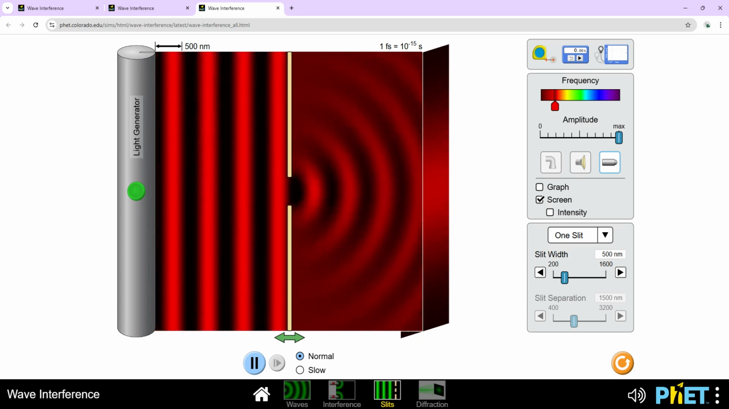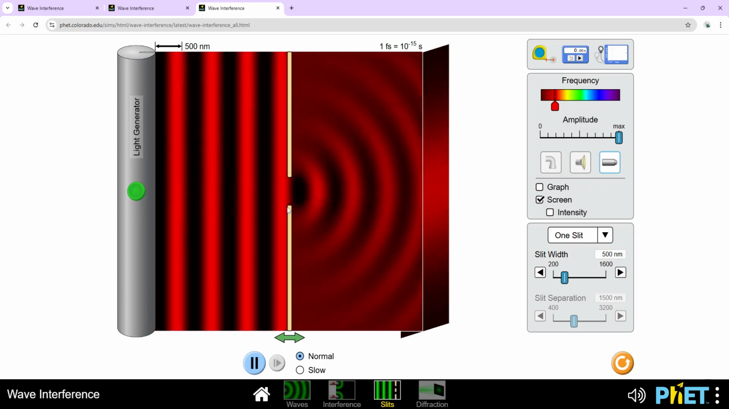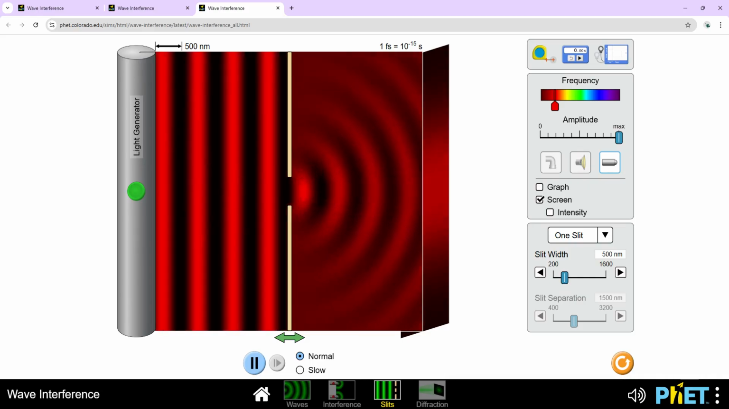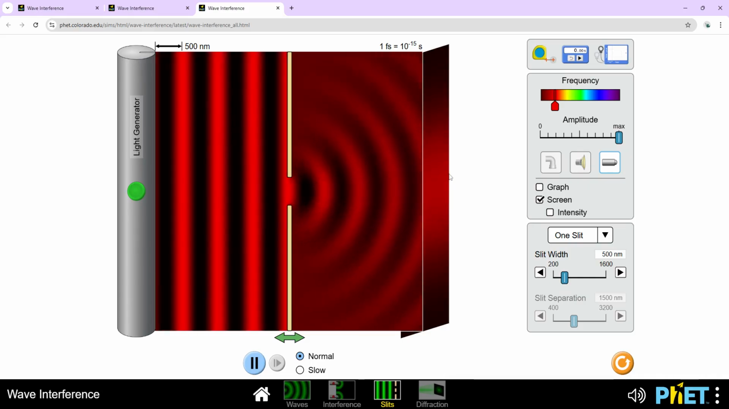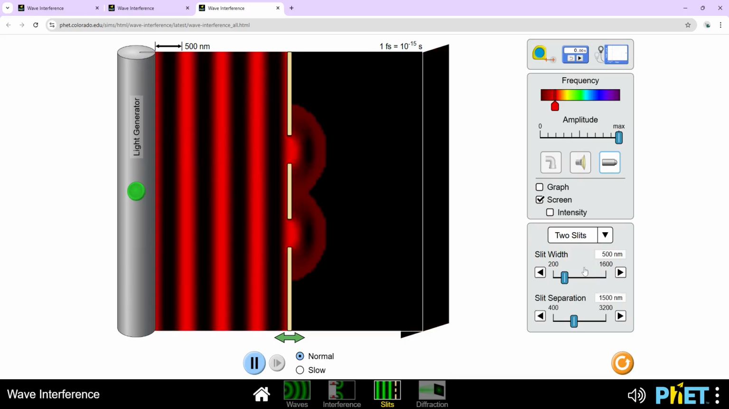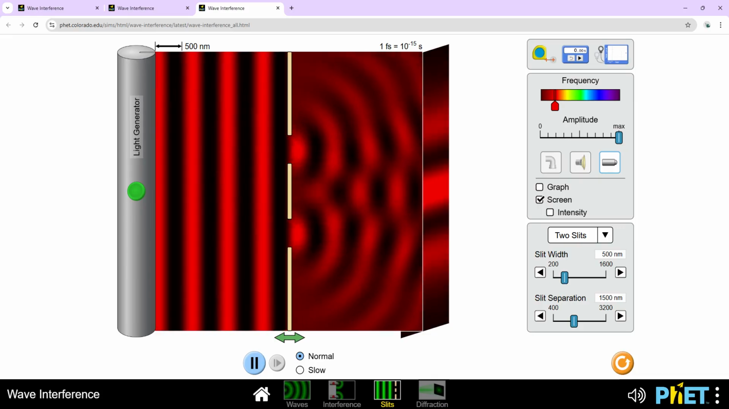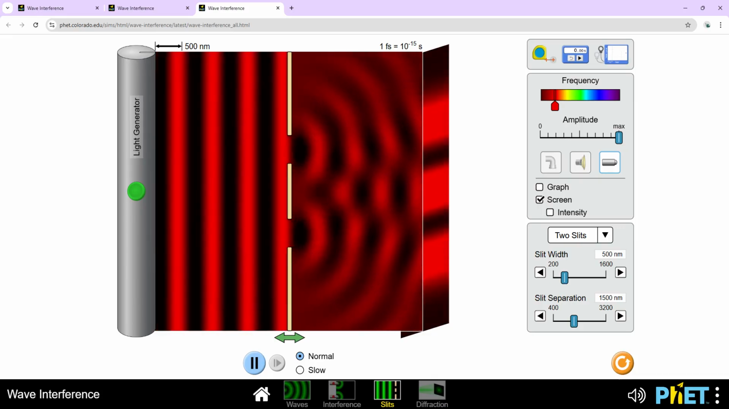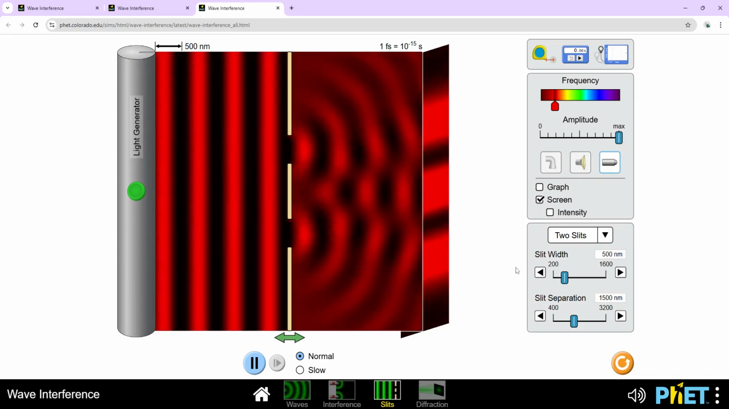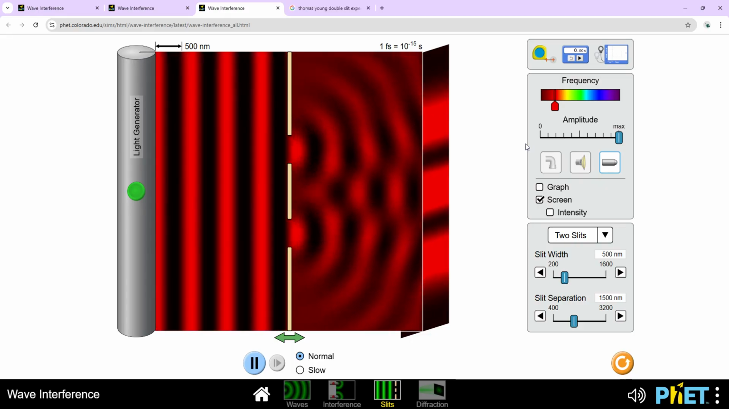If we change this single slit to a double slit, then essentially what we're doing is we have two sources of spherical waveforms, just like we had when we had two separate light sources. And we get an interference pattern, and we get these bands again.